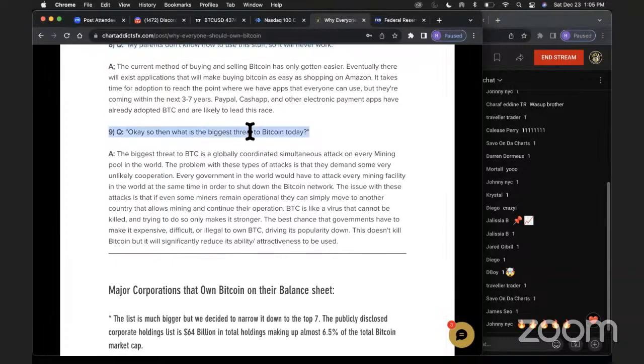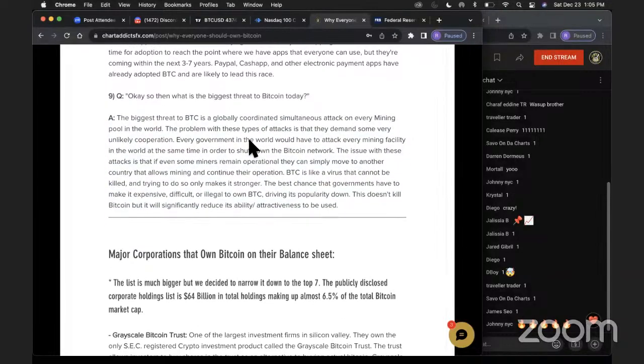What's the biggest threat to Bitcoin today? And so I mentioned the 51% attack, which is a globally coordinated simultaneous attack on every mining pool in the world. This will never happen. We went into a global pandemic and the world couldn't even agree to keep us all alive. They couldn't even agree on a policy that was central enough to have a consistent global policy. So no, the world is not going to have a coordinated simultaneous attack on every single mining operation in the world at the same time.